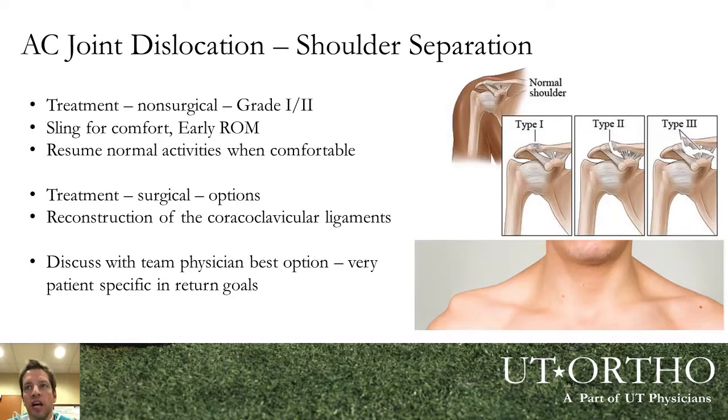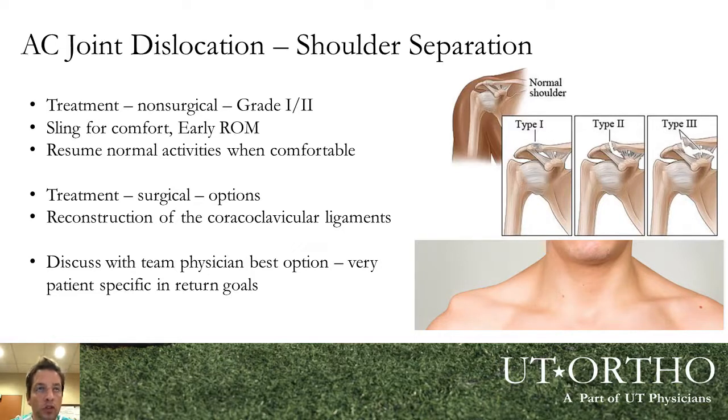So these are the 3 types right here. You can see on the upper right-hand corner. Type 1 typically is a strain of those joints that connect the collarbone and the scapula. The second is actually a tearing of those. And then the third, that's where you get the elevation, and that's where you tear the coracoclavicular ligaments, the conoid and the trapezoid. And so when those are torn, you usually have less stability. And you can see the clinical deformity there on this patient's right shoulder on the right side.